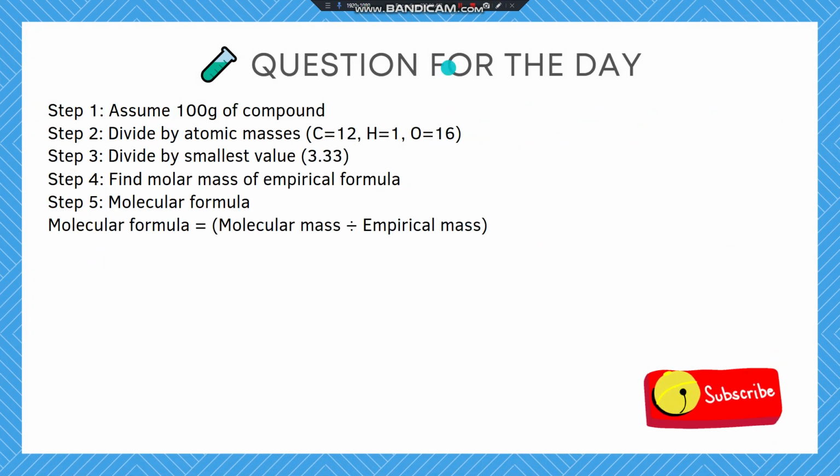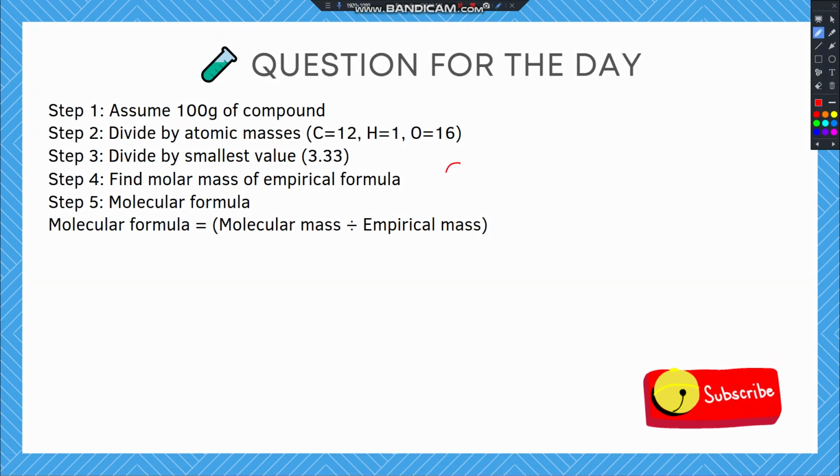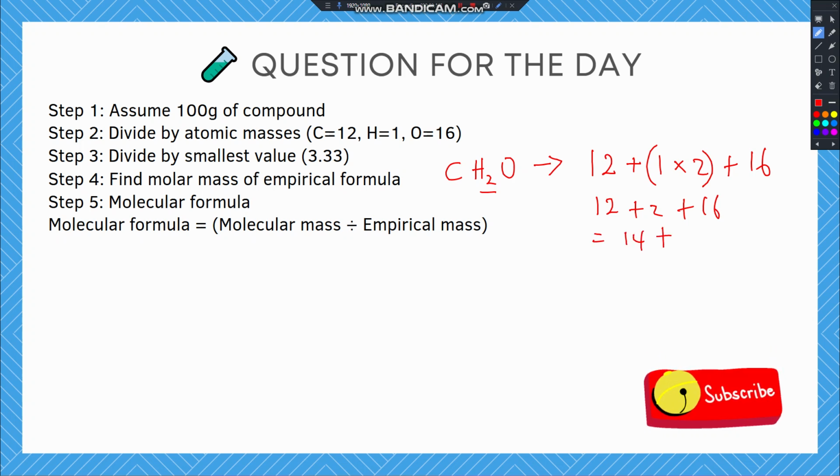How do you do that? First of all, you find the molar mass of the empirical formula. The empirical formula is CH2O. So let's find the mass. C is 12, plus 1 times 2, because hydrogen is 1 and we have 2 atoms of hydrogen, plus 16. So this gives us 12 plus 2 plus 16, which is equal to 14 plus 16, which gives us 30. So that's the mass of the empirical formula.